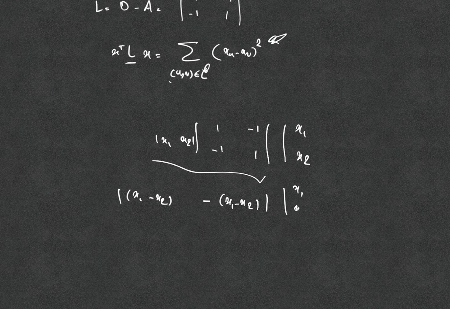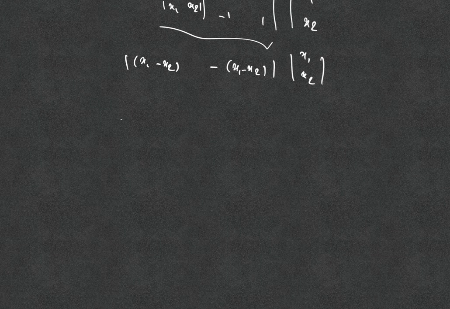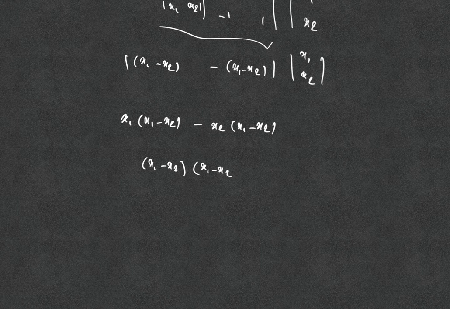And again, x1 and x2. You bring it down, you're going to get x1 times x1 minus x2 minus x2 times x1 minus x2. And again, this is the symmetry that causes that. So you factor x1 minus x2 out, you're going to get x1 minus x2 to the power of 2. So you're not going to have 2 times this. This is wrong. You're going to have only 1.